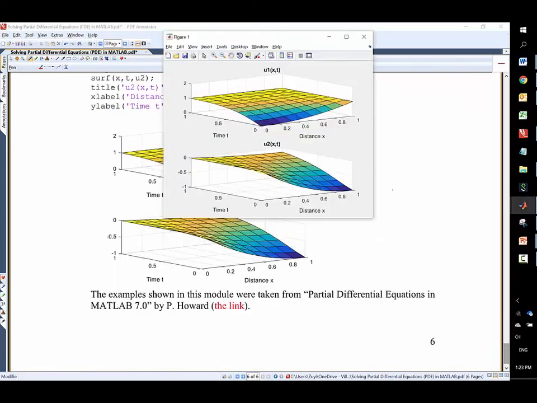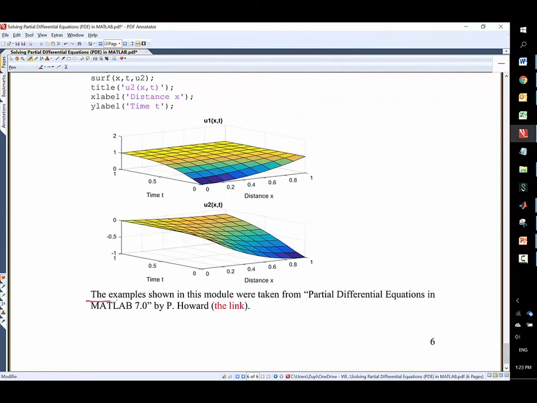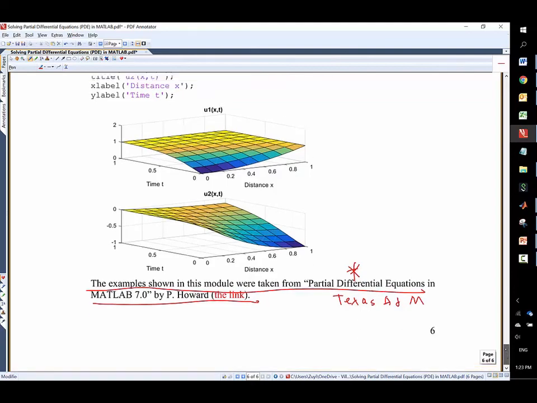Okay. Anyway, this example is taken from this document, actually from the text, AMM. So you could just Google the title of the document and you will find it. So we're done with this module.